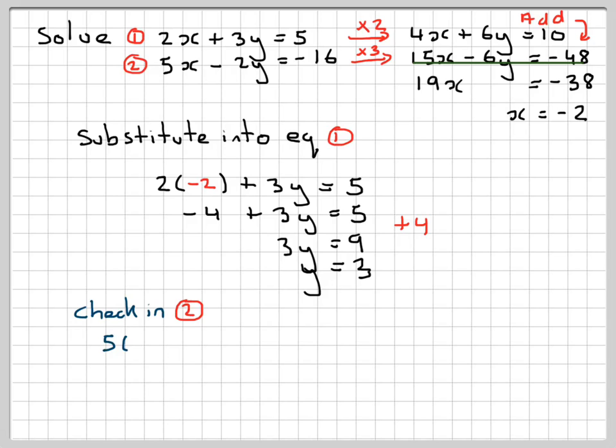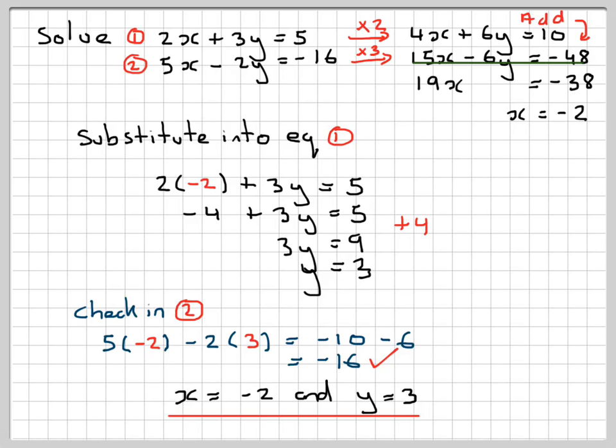If we check in 2, so we're now going to check in this one here, we're going to put x to minus 2 and y to 3. We get 5 times minus 2, minus 2 times 3, which is minus 10, take away 6, which is minus 16. Therefore x will be equal to minus 2 and y will be equal to 3.